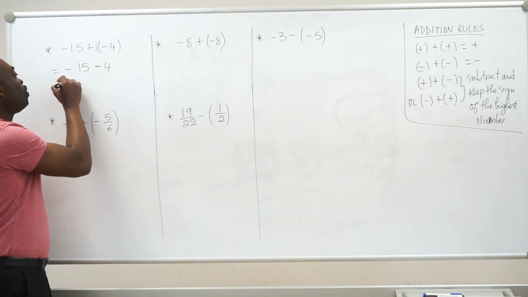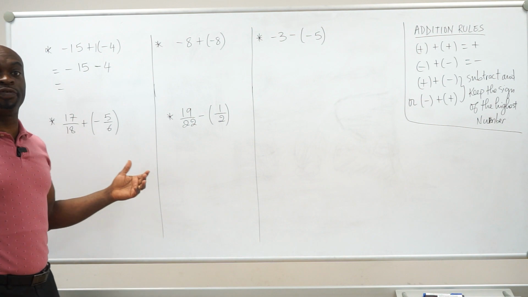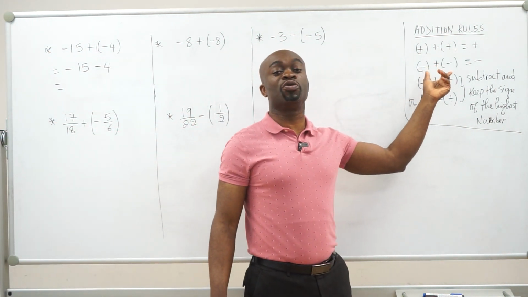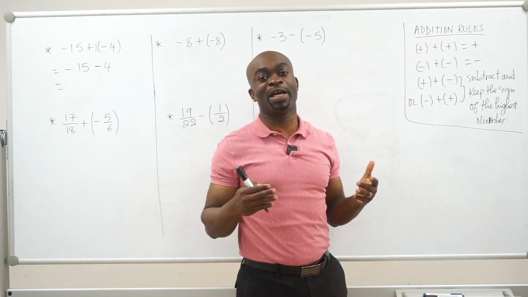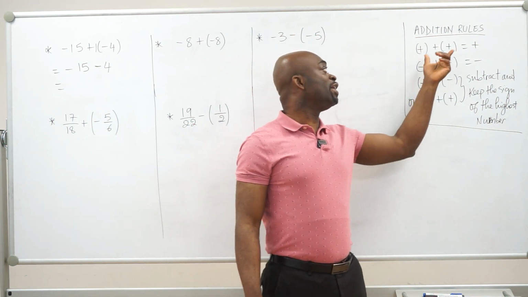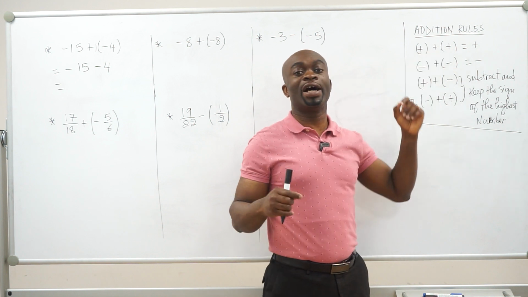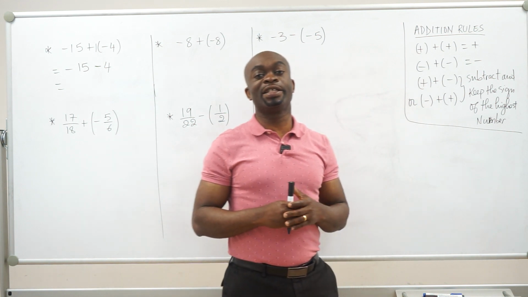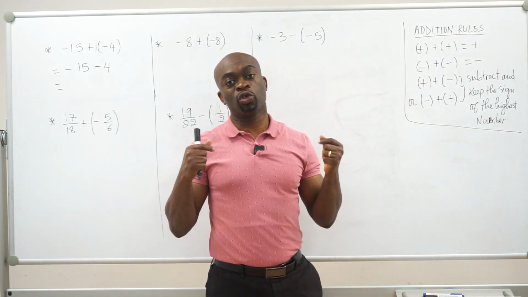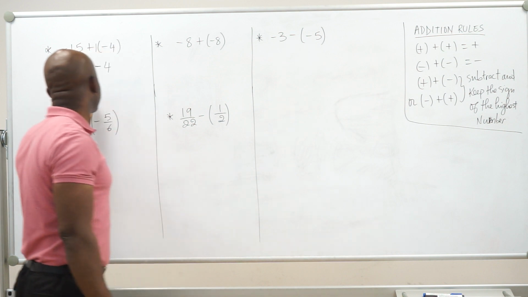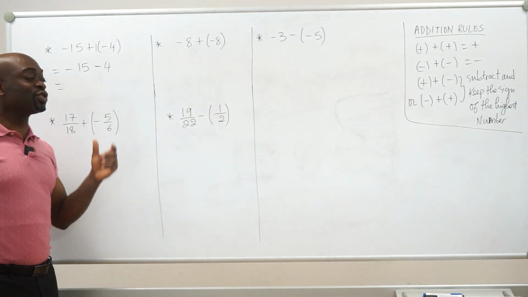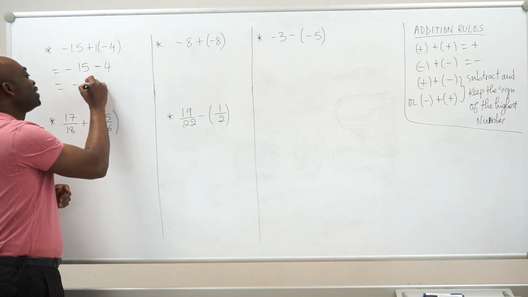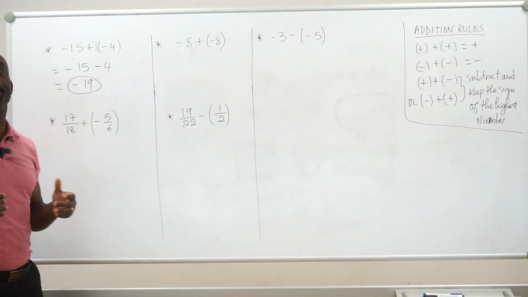So what we're going to do is what? Negative 15, negative 4, sorry. Both numbers carry the same sign. So what do we have to do? We add and we keep the sign. That's what you need to keep in mind. If both numbers have positive signs, you add and you keep the positive sign. If both numbers have negative signs, you add and also keep the negative sign. So in this case, negative 15, negative 4, it's going to give us negative 19. And then you are finished.